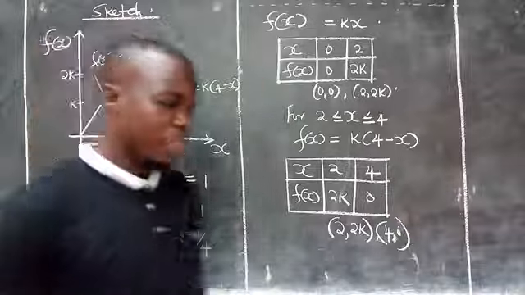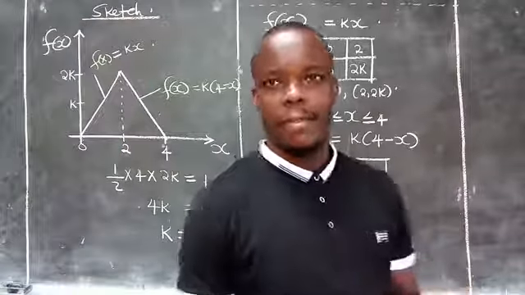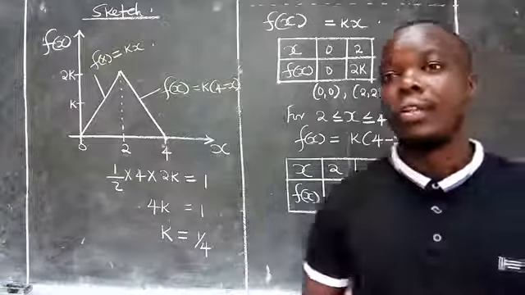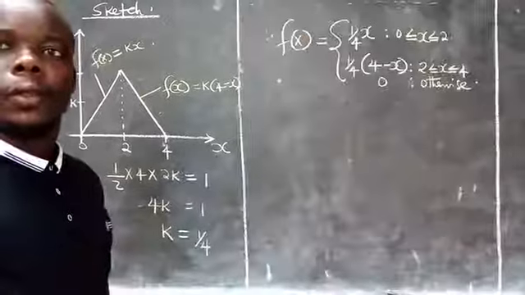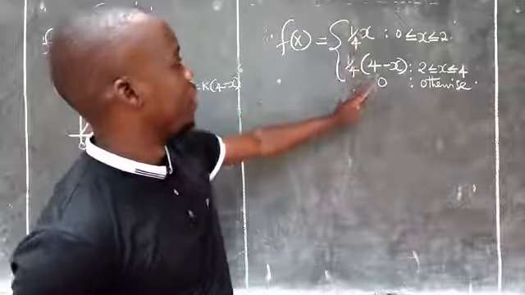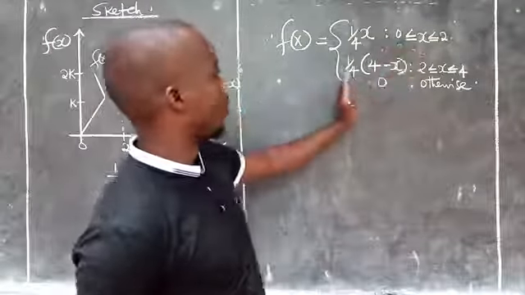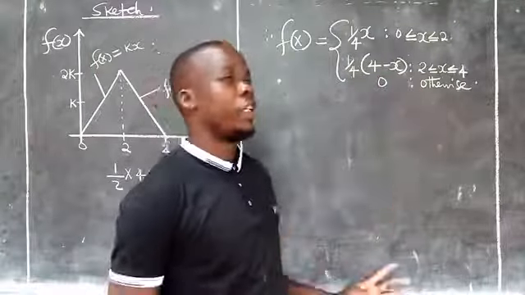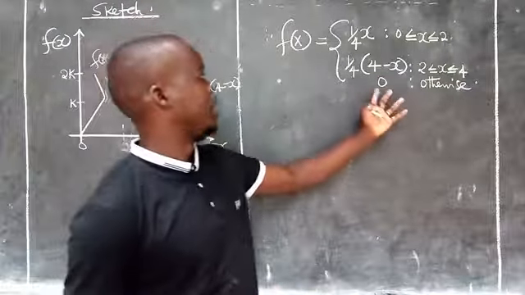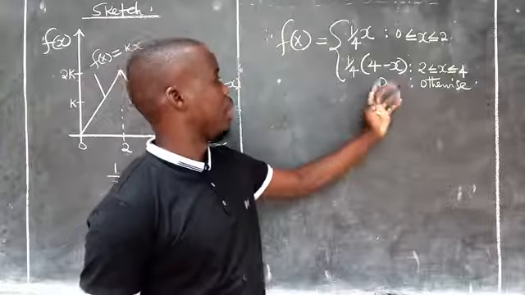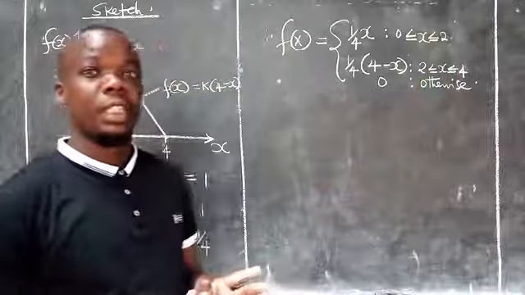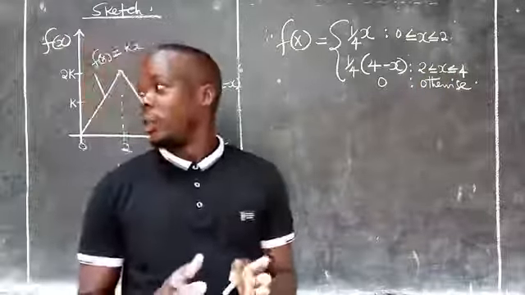Now, after writing the value of k, it is smarter to redefine the function by substituting back the value of k. So we shall now say, therefore, f of x is now going to be a quarter x for that given range, then a quarter into 4 minus x for that given range. Then don't forget the 0 otherwise, because this tells you that for any other values of x not captured in these ranges, the probability is 0. So that is what happens.